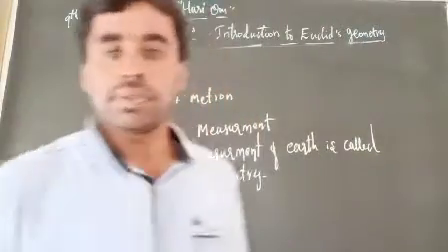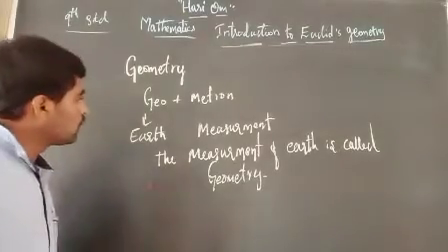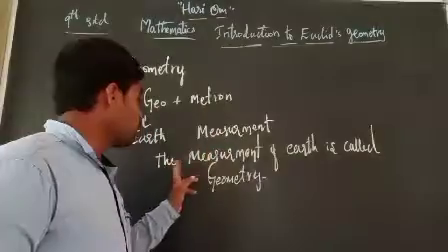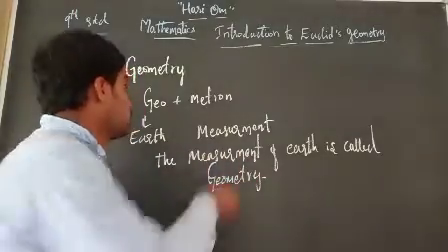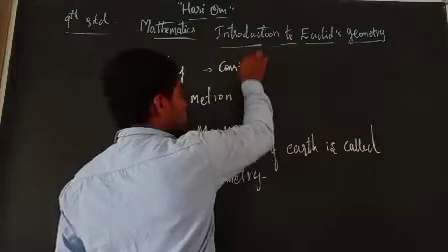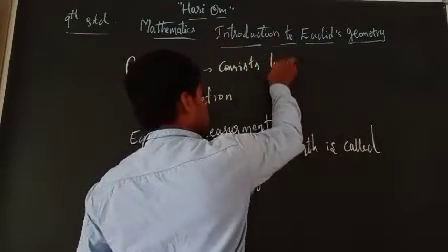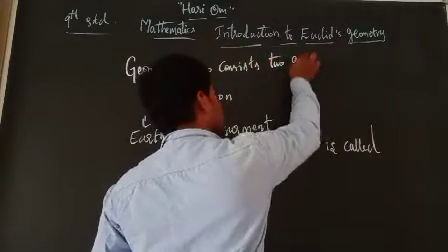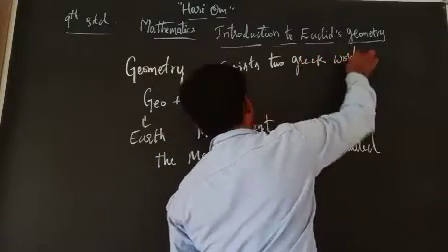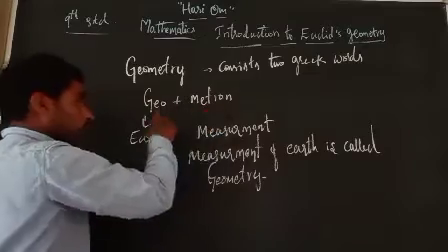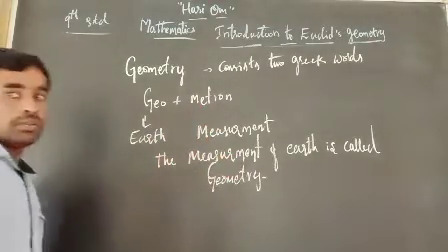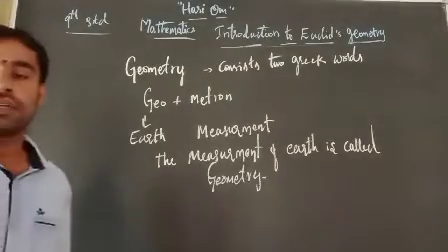Now, come to the lesson. Geo means earth, metron means measurement. So, the measurement of earth is geometry. The word geometry consists of two Greek words: geo means earth, metron means measurement. The measurement of earth is called geometry. Is it clear, students? Take down this one.